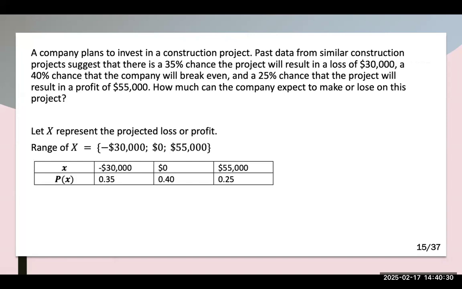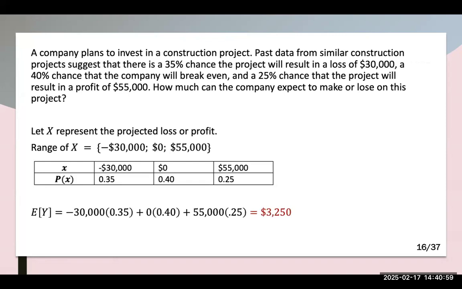We can make a probability distribution because there's a 35% chance we lose 30,000. That's why we got 0.35 under the negative 30,000, 0.4 under the 0, and 0.25 under the $55,000. That's all from the problem. And so our question was, how much can the company expect to make or lose on this project? Expect means expected value.